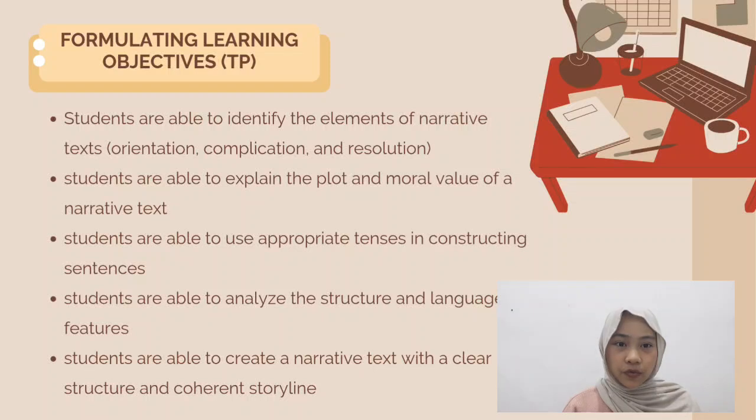So I formulated this TP. It includes, the first one, students are able to identify the elements of narrative text such as orientation, complication, and resolution. Next is students are able to explain the plot and moral value of a narrative text. Next is students are able to use appropriate tenses in structuring sentences. And next is students are able to analyze the structure and language features. The last is students are able to create a narrative text with a clear structure and coherent storyline.